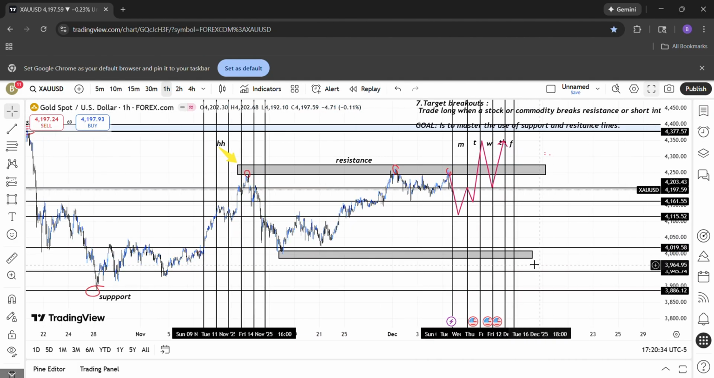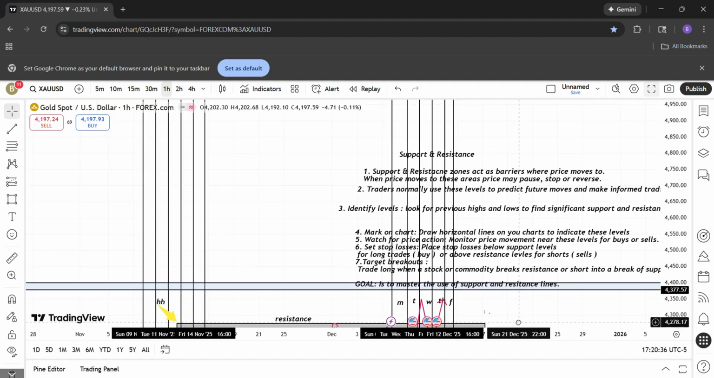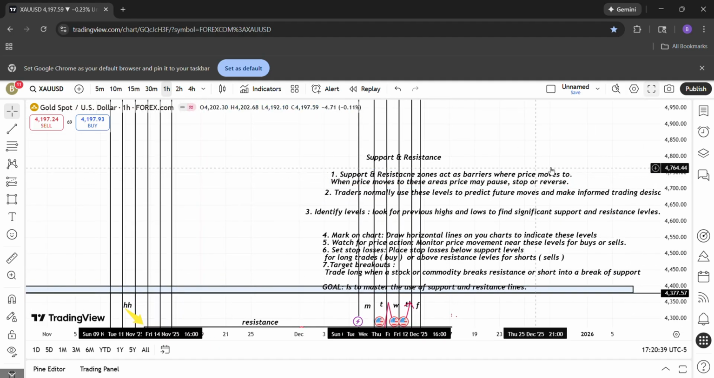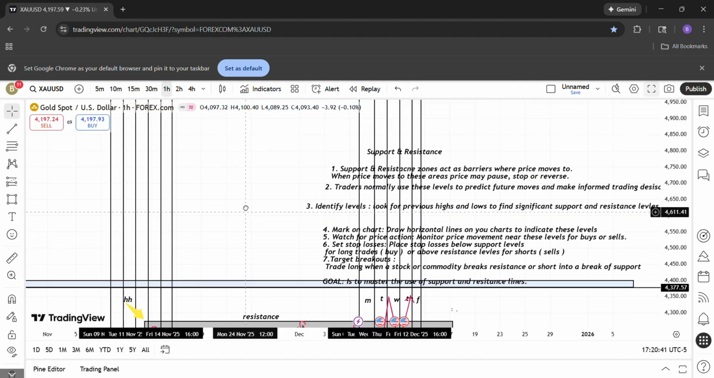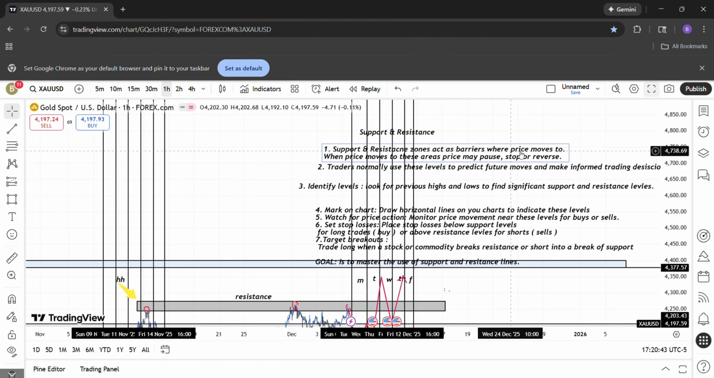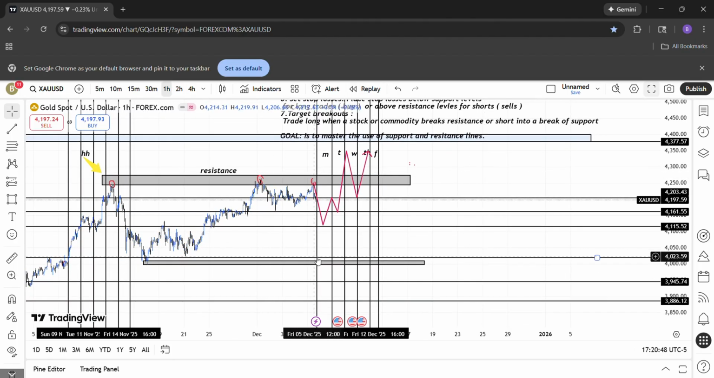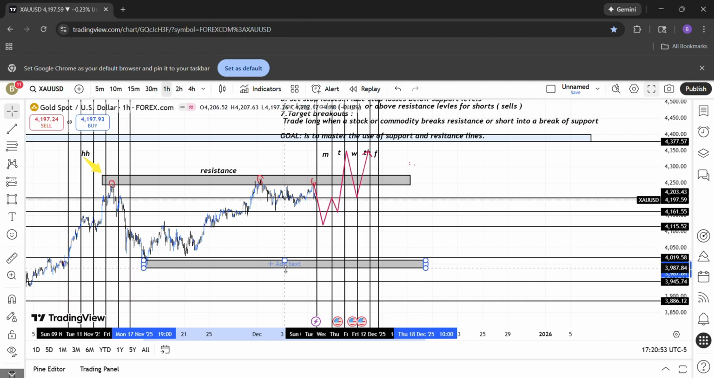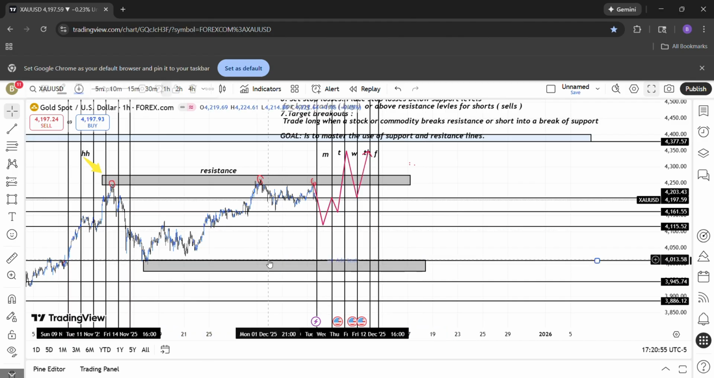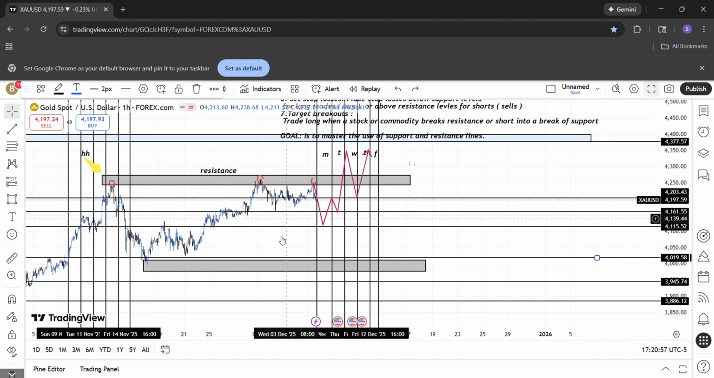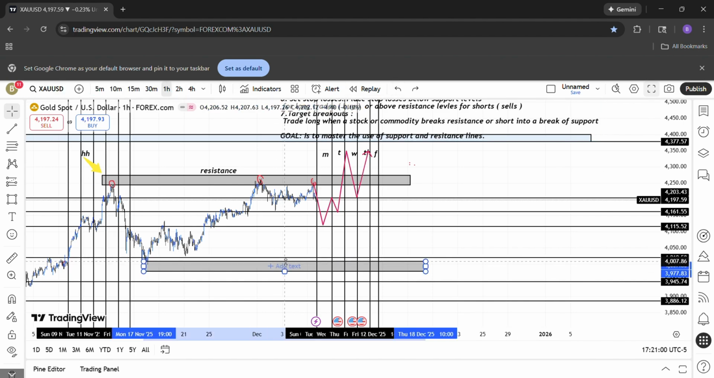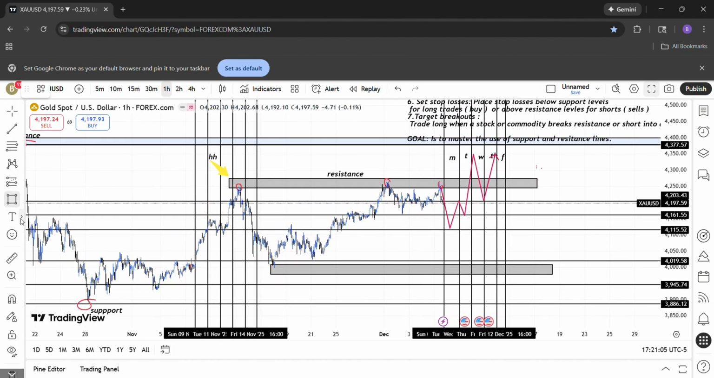Remember, support and resistance are zones that act as barriers where price moves to, right? And when price moves to these areas, price may pause, stop, or reverse. So boom, let's look at it like this. Now there's a lot of other things that play a factor, but we're only going to cover how to identify support and resistance lines. So this would be your floor, boom, support.